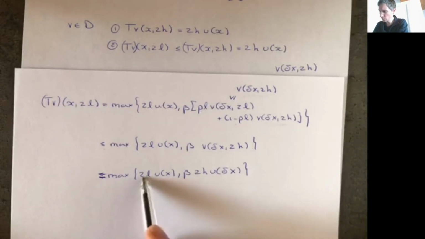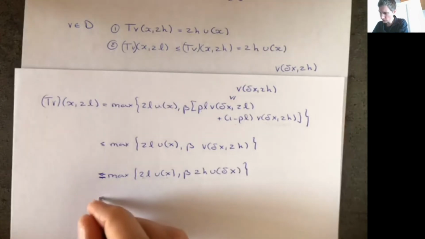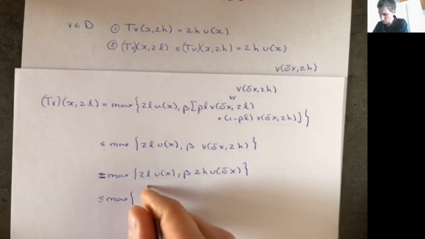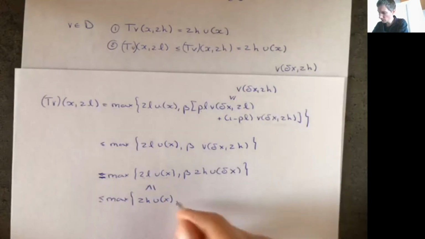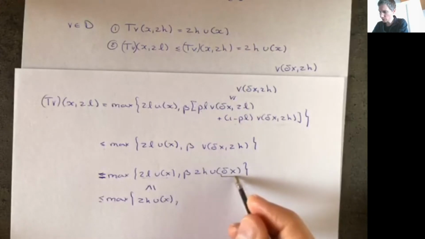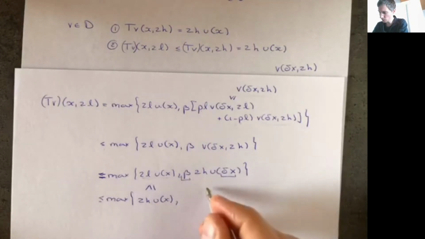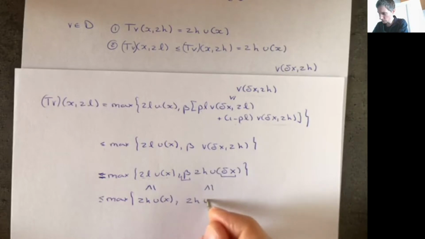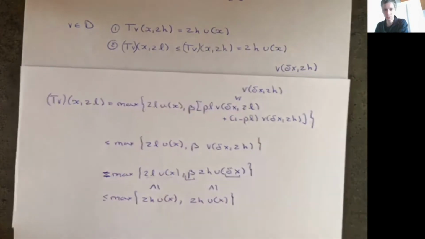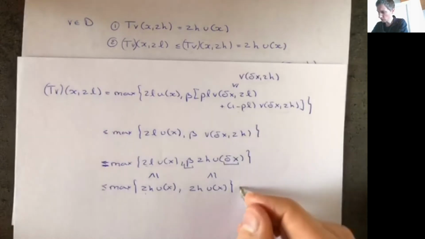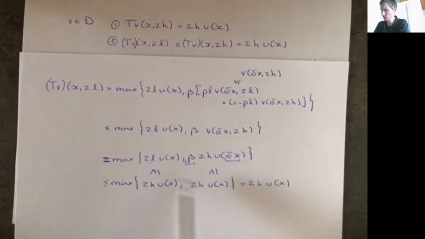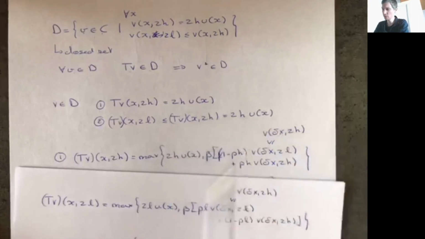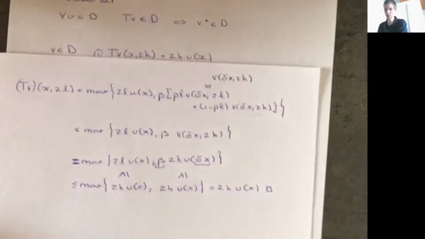Okay, so the first one here, zl is lower than zh, so the first one is lower or equal to zh u of x. For the second one, u is increasing in x and beta is smaller than 1, so this is also lower or equal to zh u of x. Okay, and the maximum of these two things is equal to zh u of x. So I know that Tv x zl is lower or equal to zh u of x, which is what we wanted to show in step 2. So this proves the result.